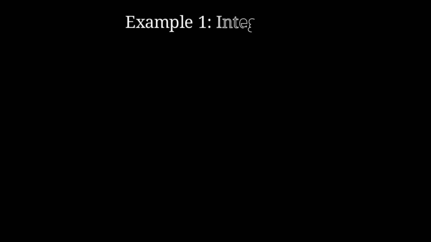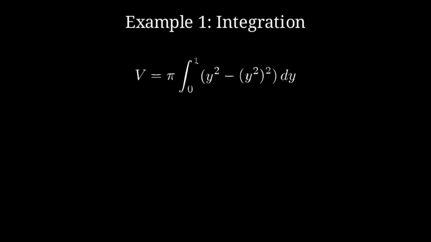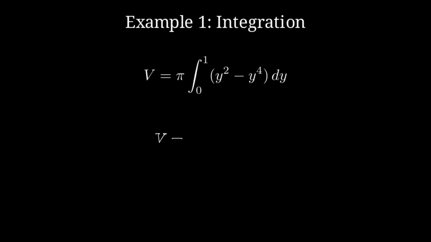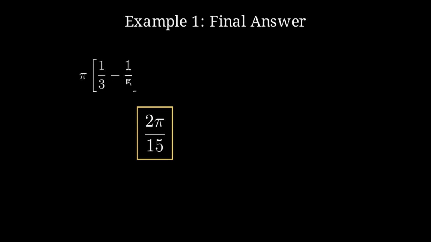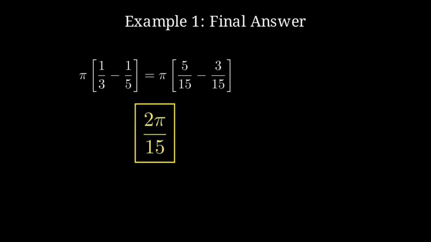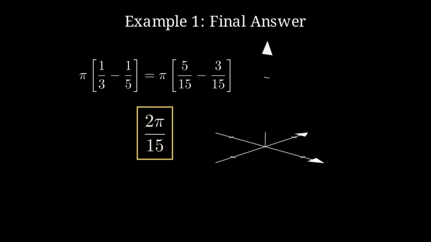Now we plug these into our formula. We have the integral from 0 to 1 of pi times the quantity y squared minus y to the fourth. Integrating y squared gives y cubed over 3, and integrating y to the fourth gives y to the fifth over 5. We then evaluate this from 0 to 1. Subtracting 1/5 from 1/3 gives us 2/15. So, the final volume of our solid is 2 pi over 15 cubic units.